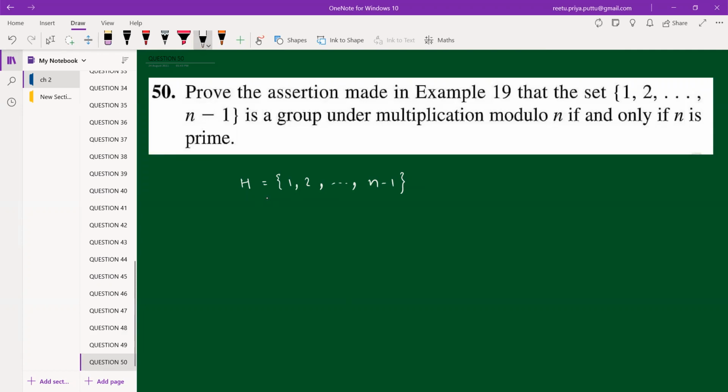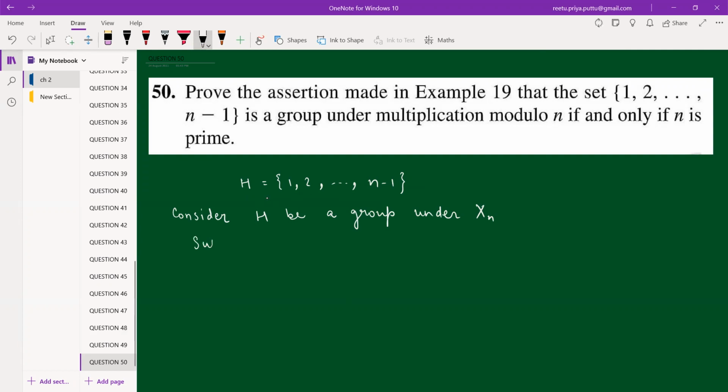So what I will do is first consider H to be a group under multiplication modulo n. This is the symbol I am using for multiplication modulo n. And now I have to show that n is prime. We have to show that n is prime.